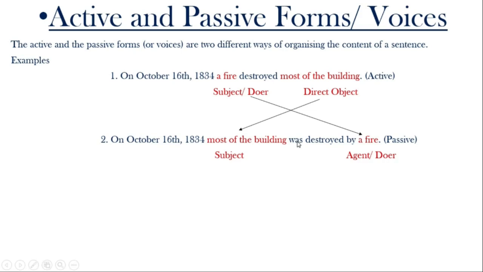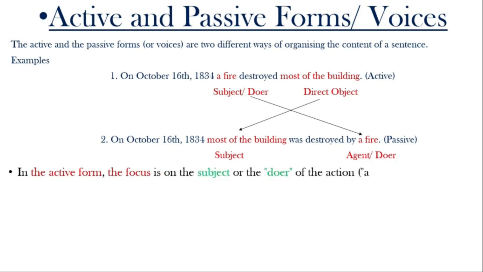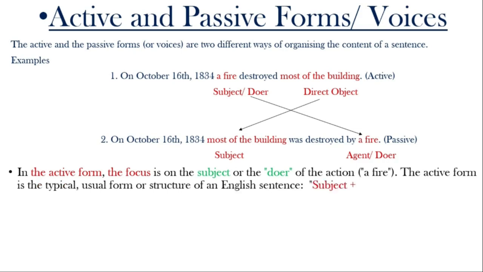Now, let's see again. In the active form, the focus is on the subject or the doer of the action. Between two brackets, as I mentioned before, the fire. The active form is the typical usual form or structure of an English sentence. Now, this is the rule: subject plus verb plus direct object. Don't forget the rule, it's very, very important.